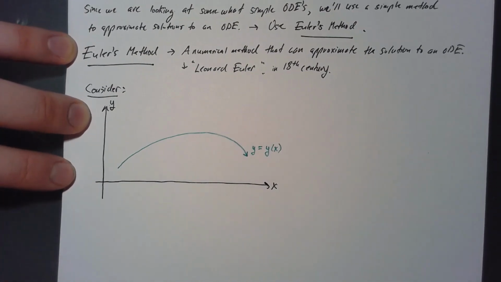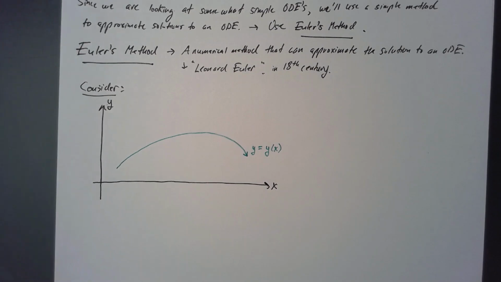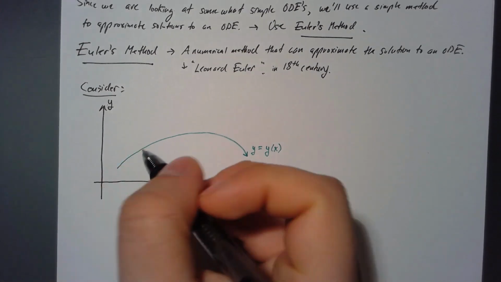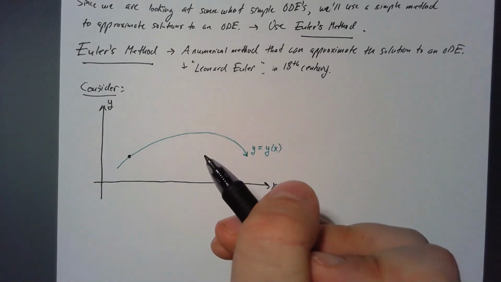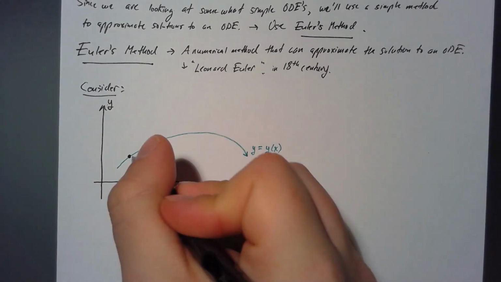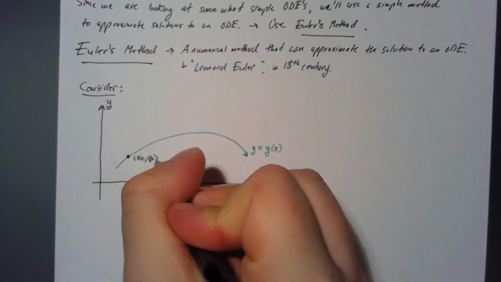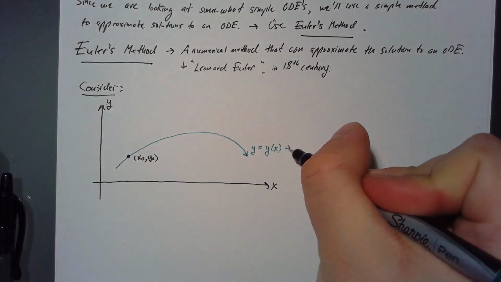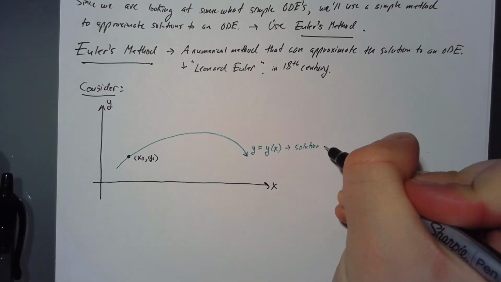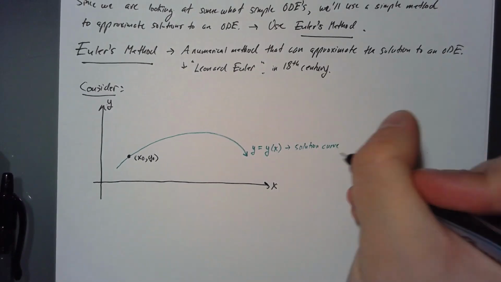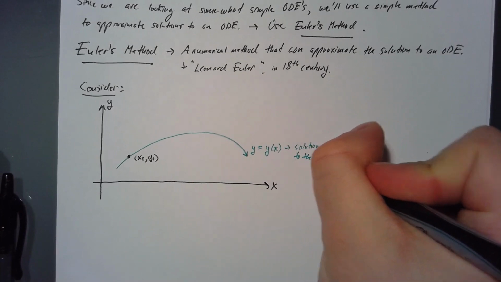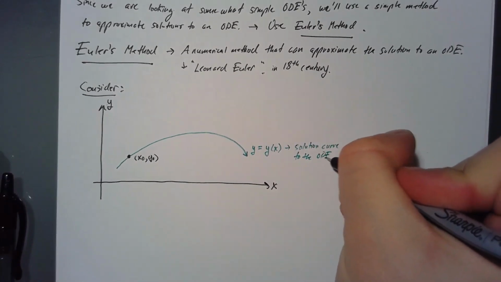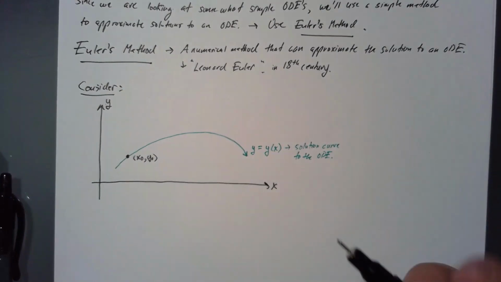And let's say that this is my starting point. So this point right here, let's say that's my starting point on my solution curve. So that's x of 0, comma y of 0. That's the initial point, right? Now, just to fill this in, this is my solution. That's my solution curve to the ODE. So this is the particular solution to the ODE that I have, right?